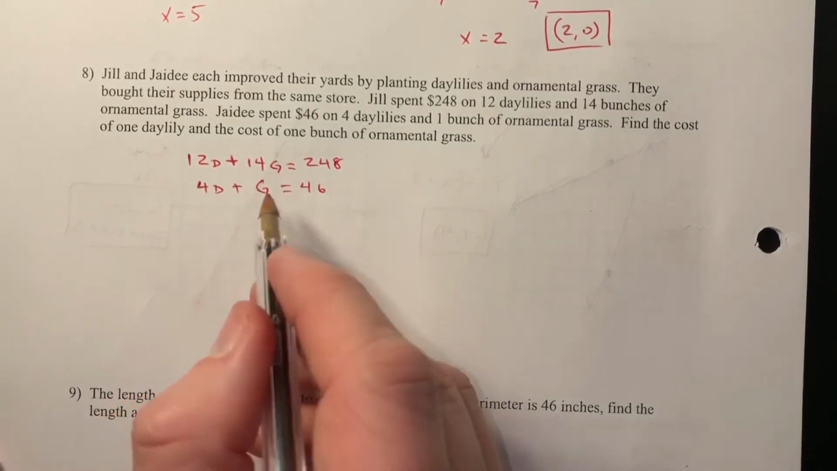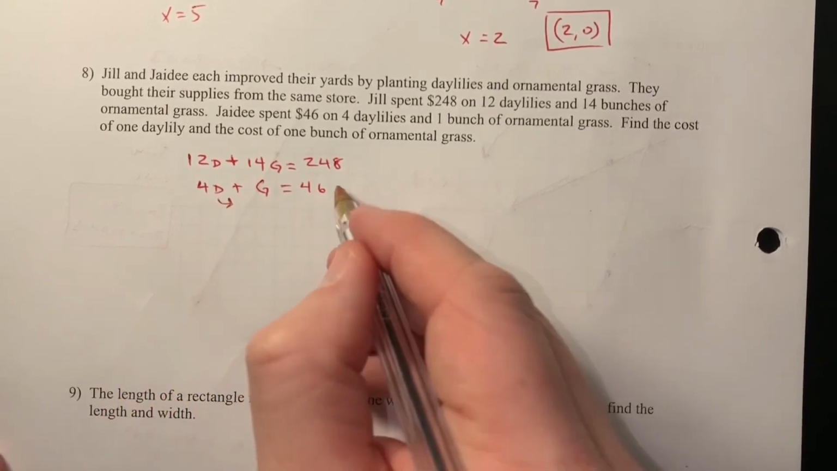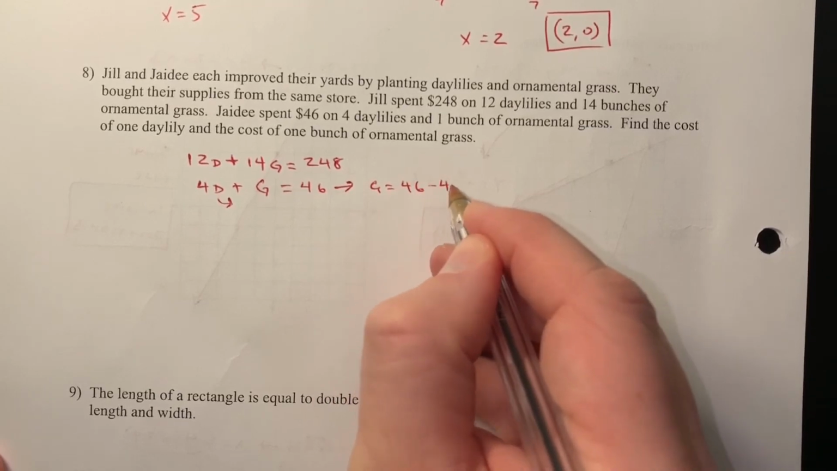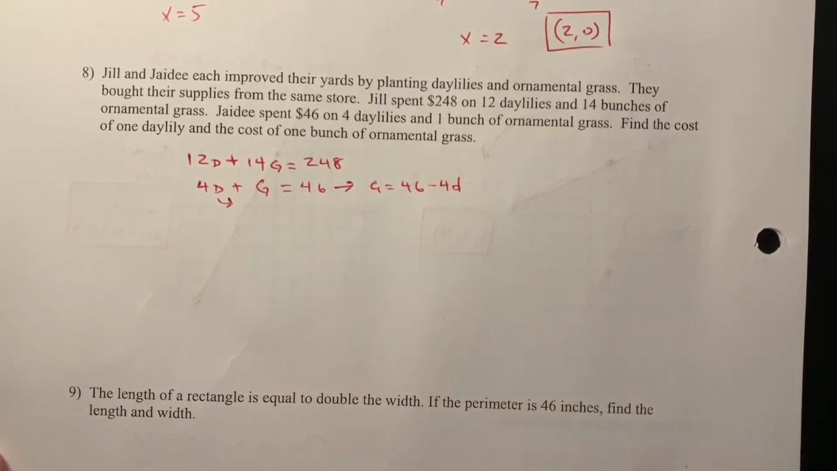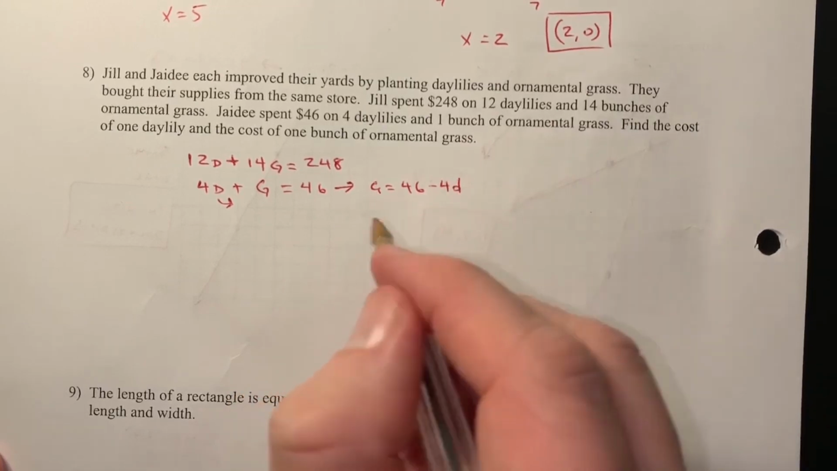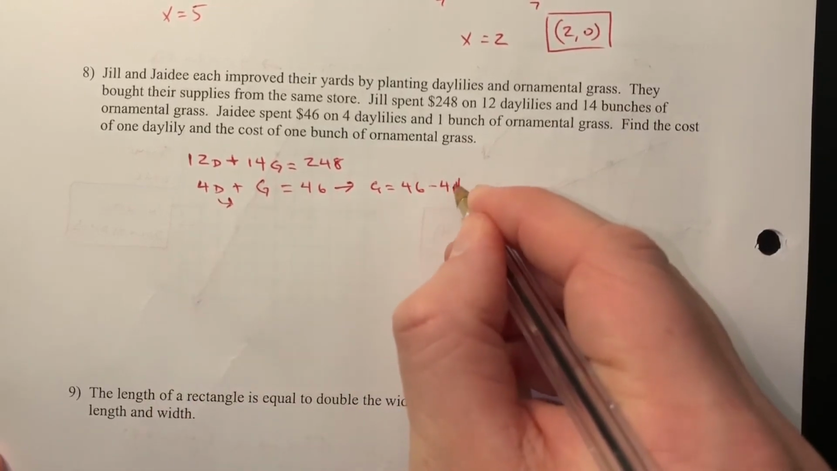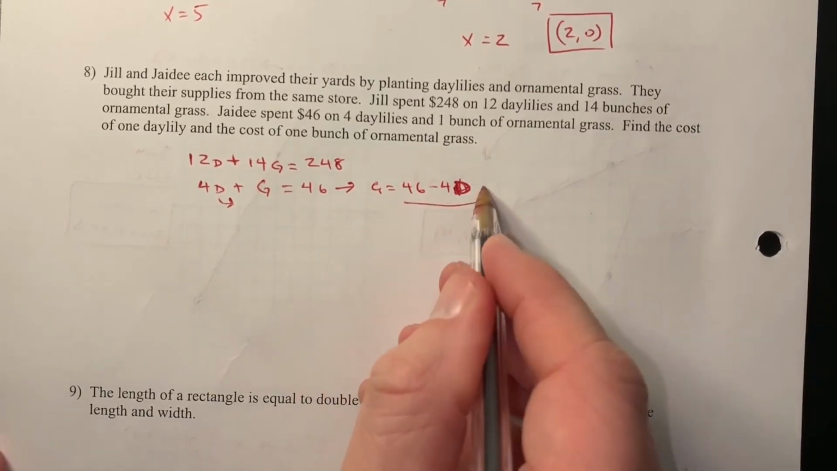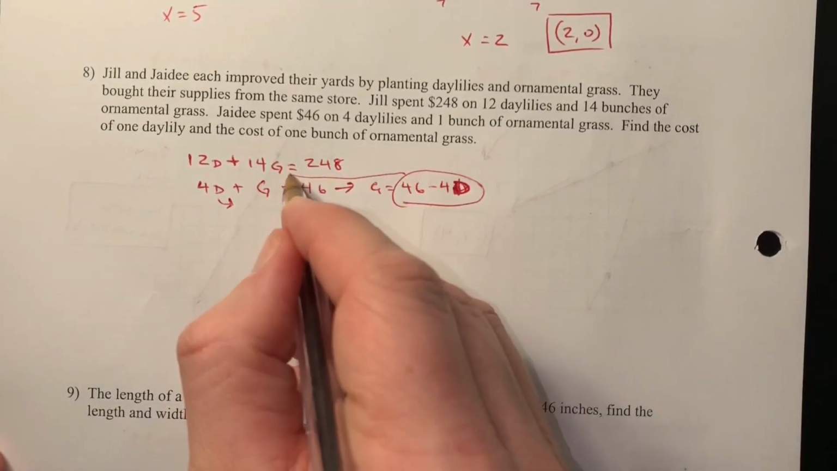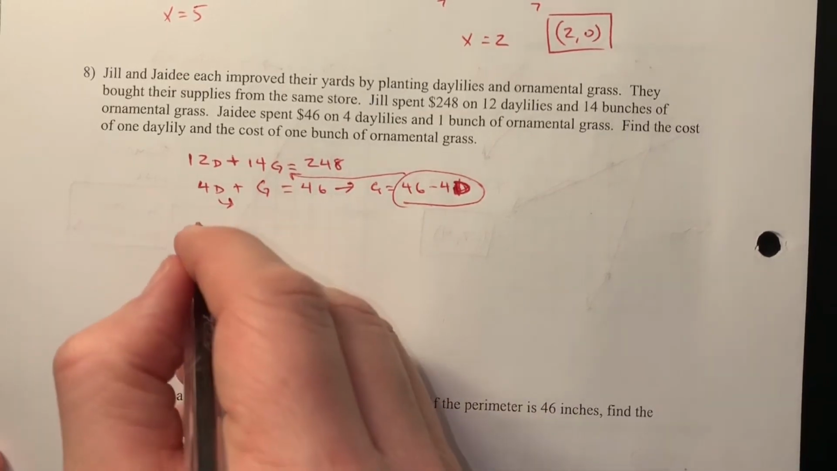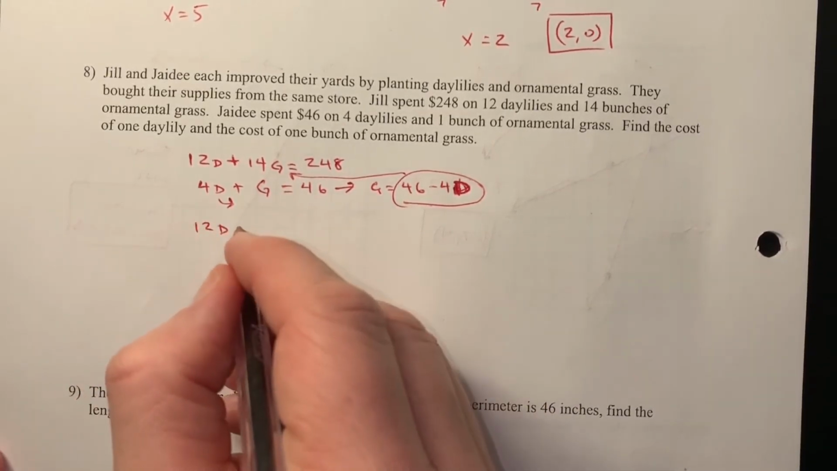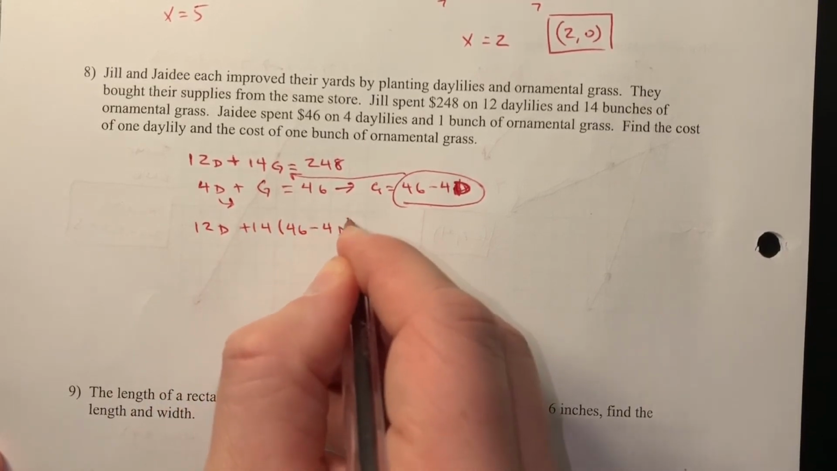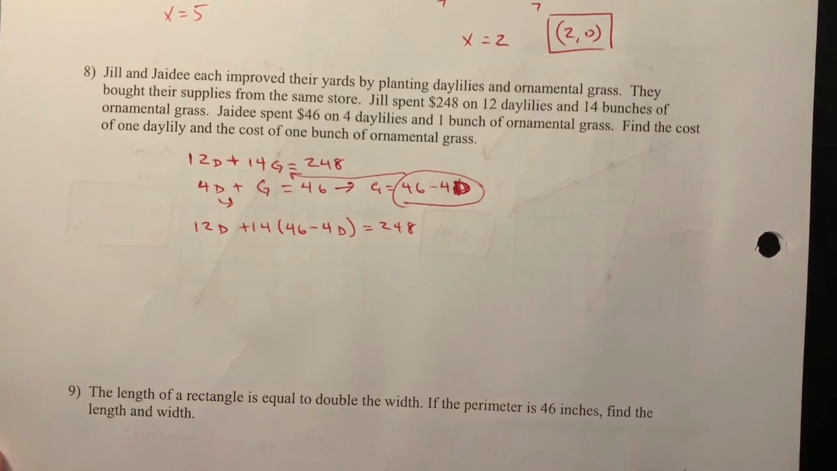So in this bottom equation, I'm going to move this 4d to the other side. So I get g equals 46 minus 4d. Okay, and I went with a capital there, so I'm just going to change that lowercase to a capital. Okay, so I can take that value for g and plug it in right there. So I have 12d plus 14 times (46 minus 4d) equals 248.